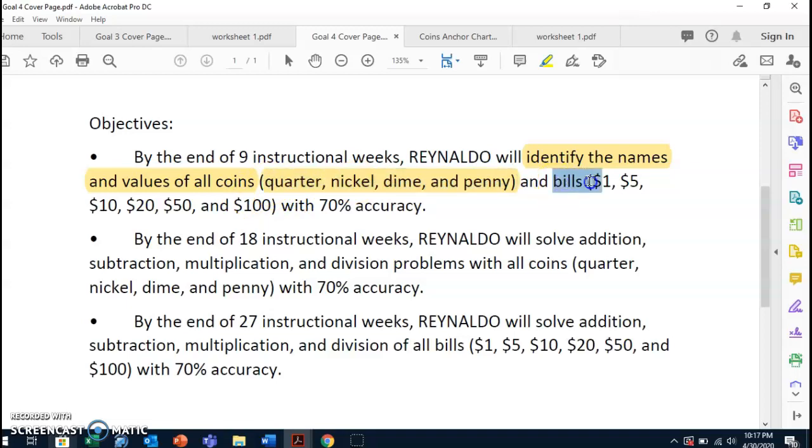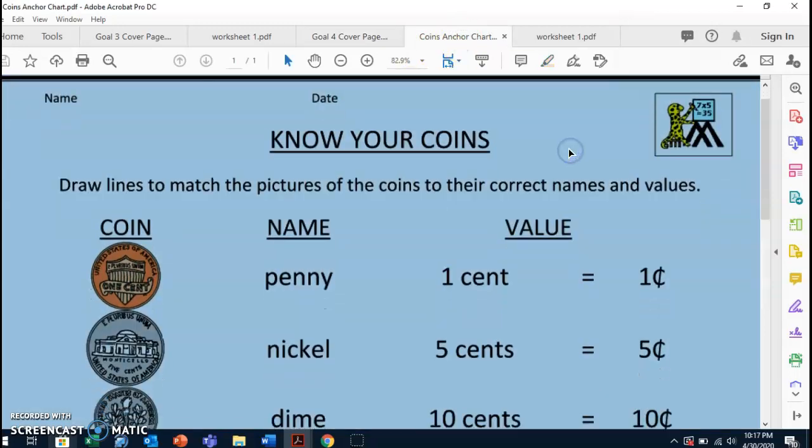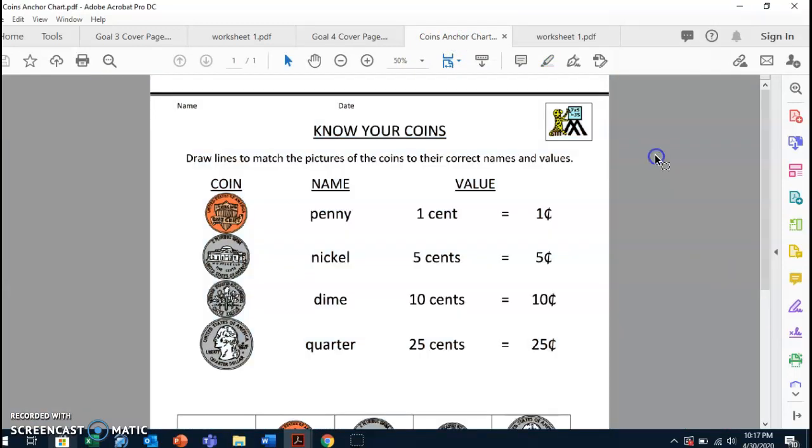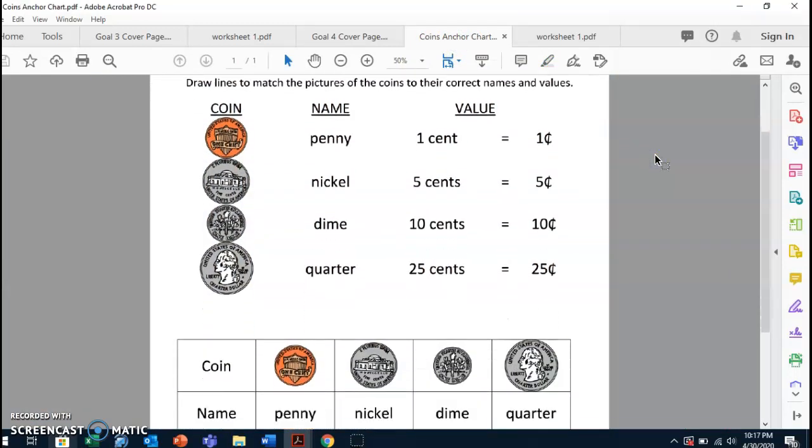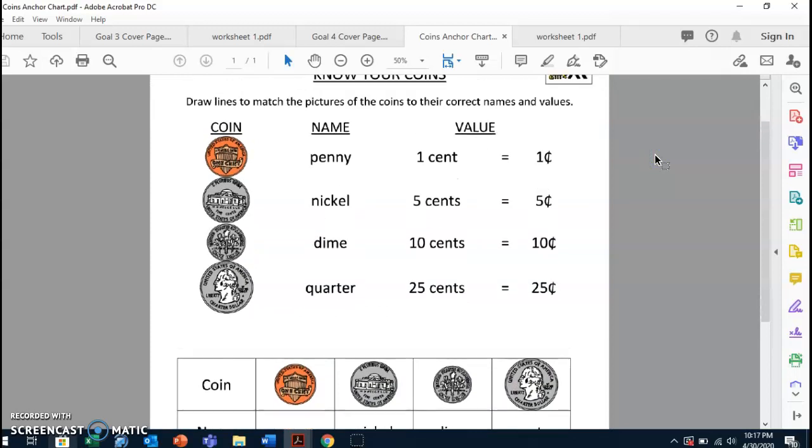Which bills? $1 bill, 5, 10, 20, 50, and 100. So you could use this anchor chart. You could also find it in your packet to practice. This is going to be your practice.